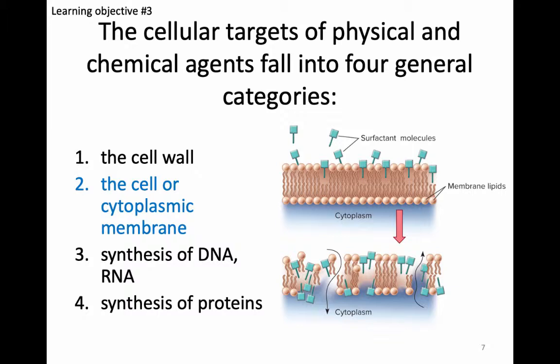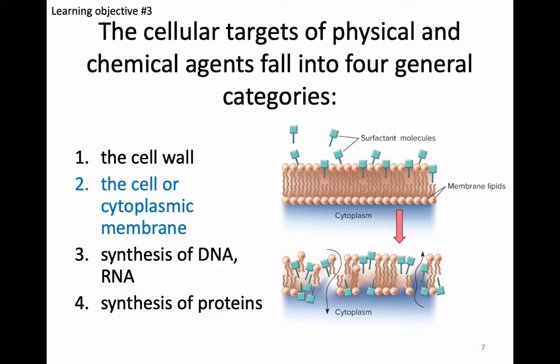Okay, so all of these techniques, we're going to group them into either physical methods of microbial control or chemical methods of microbial control. And we're going to talk about the physical first. But both physical and chemical methods of microbial control are going to affect the cells in 4 ways.